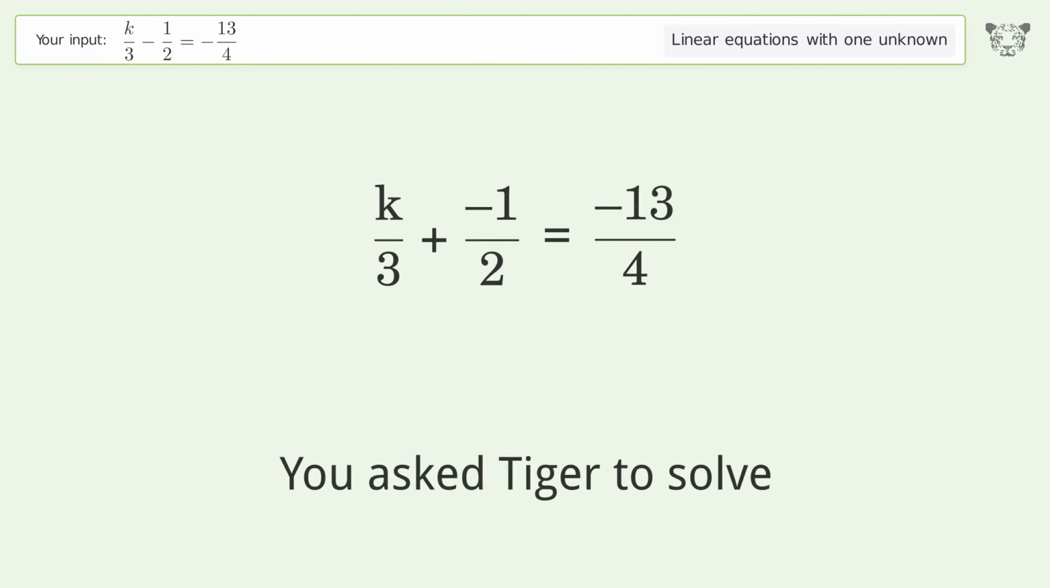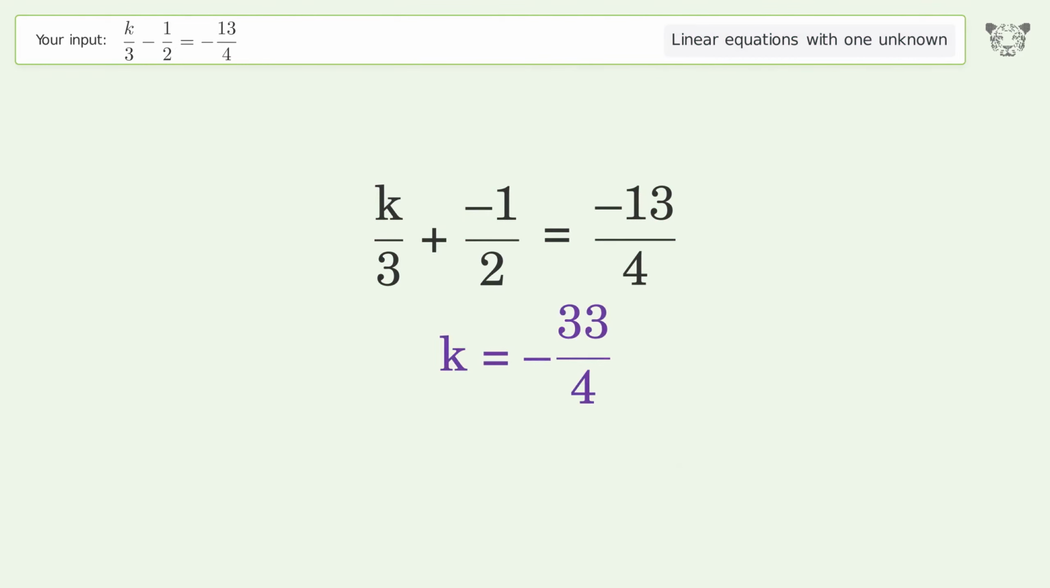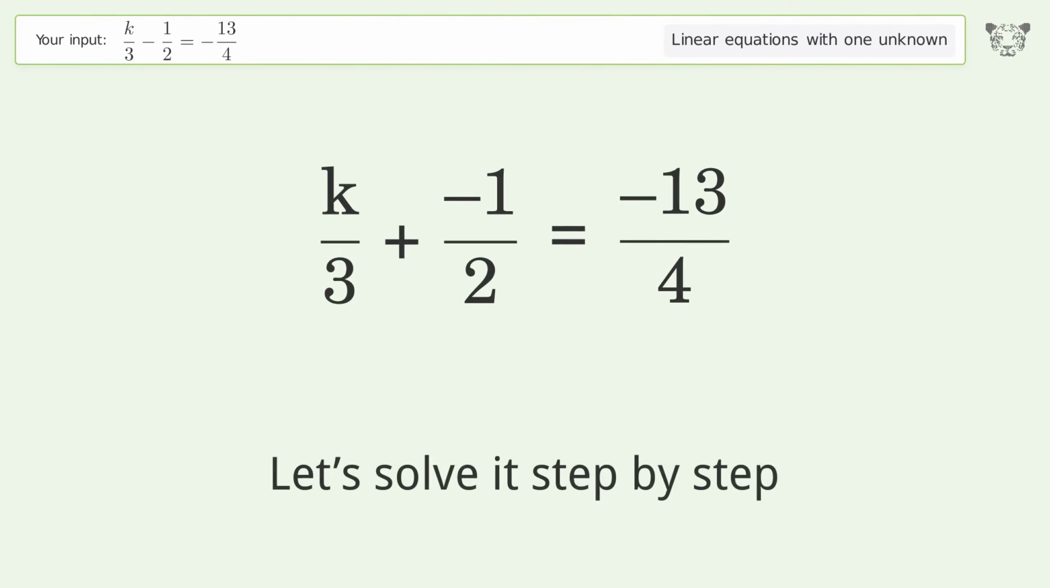You ask Tiger to solve. This deals with linear equations with one unknown. The final result is k equals -33/4. Let's solve it step by step.